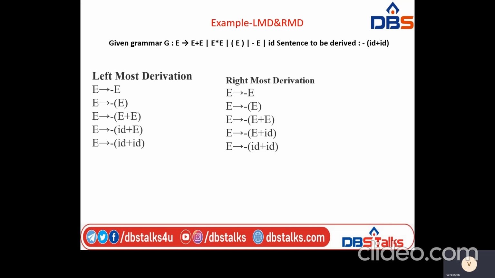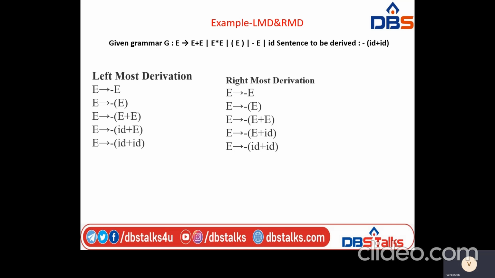First is the leftmost derivation. First, I am going to take one production, that is E produces minus E. Then again, one more production is there: E produces E plus E. Since it is a leftmost derivation, I am going to expand the leftmost non-terminal. So here, E produces, instead of E, I am going to write from the left side only.